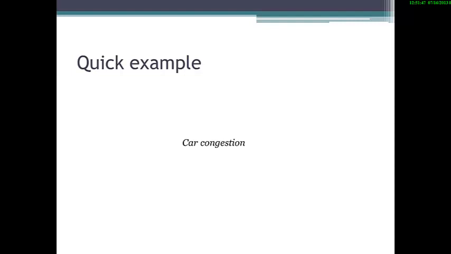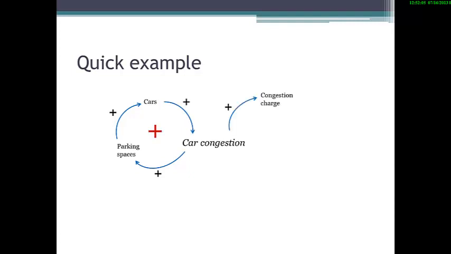A quick example. Car congestion is a big problem in some cities, but the governments can affect it in different ways. They may build more parking spaces to get cars off the roads, but more parking spaces usually leads to more cars on the roads, so that's a positive loop. They may then resort to congestion charge, which will lead to fewer cars on the roads and therefore less car congestion in the city.